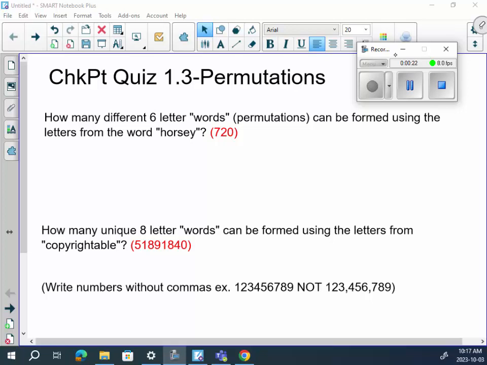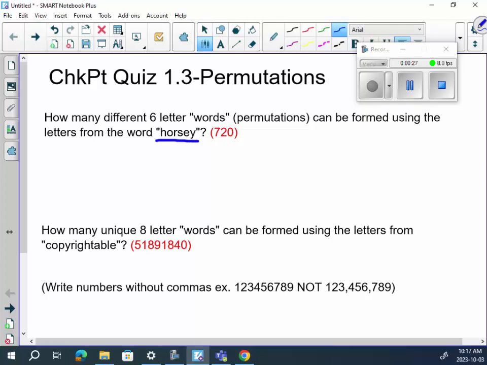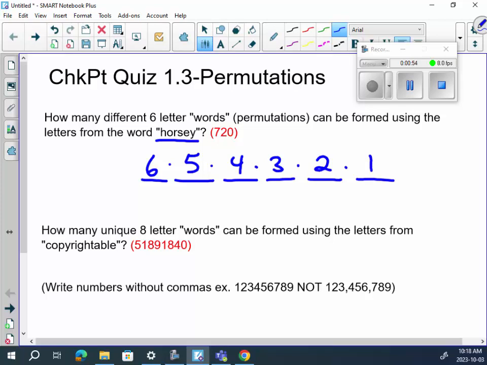So, 6-letter words from horsey. We're using all 6 letters, and if we just do these questions generally using some sort of visual helper here, I'm going to say that there are 6 possible letters that could go into that first spot, the H, the O, the R, and so on. Once I use one of those letters, whichever one I happen to use, it will leave me with 5, and then 4, and so on down the line. And so if I multiply that out, I get 720.